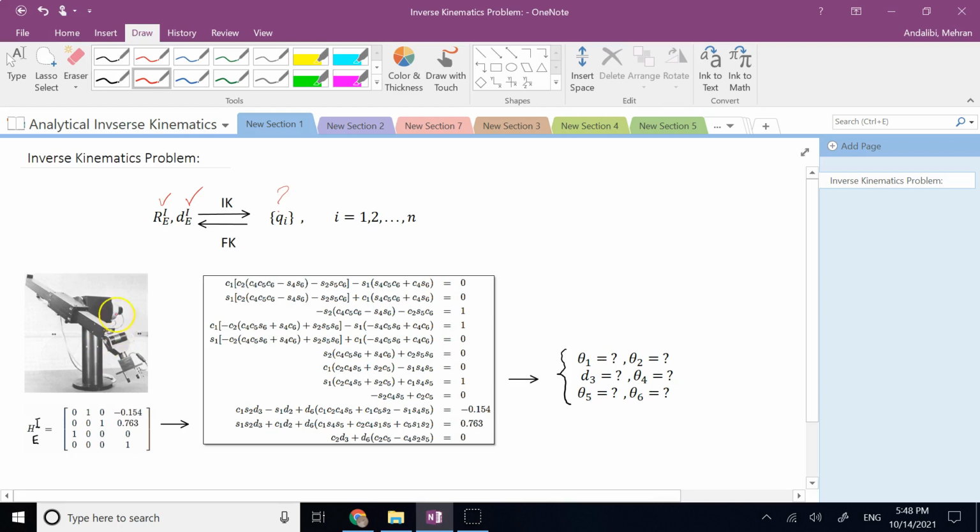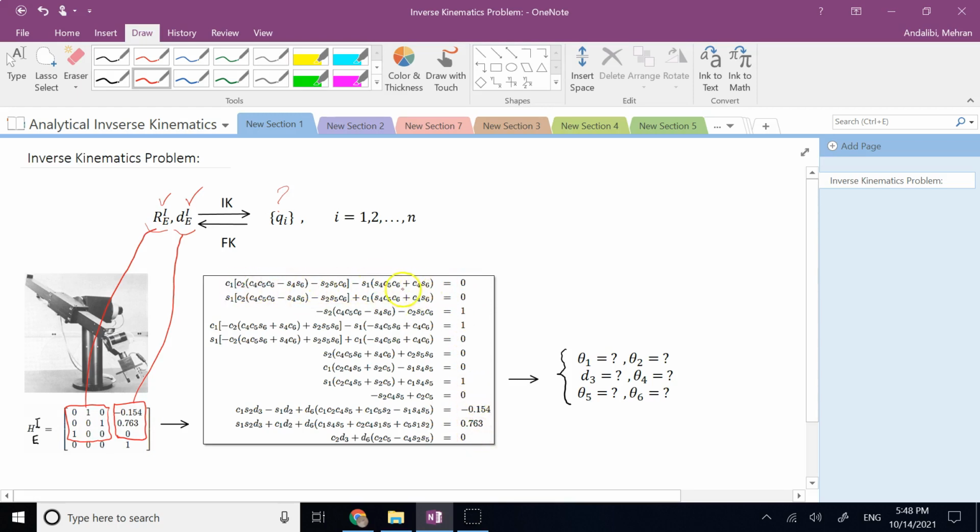Let's just consider the example of the Stanford robot, right? Which, as you can see, has 6 degrees of freedom. And if I give you this homogeneous transformation matrix of E in I as this 4x4 matrix, where this 3x3 minor is the rotation matrix, and this 3x1 vector here is the position of the end effector in base. Since these 12 components in H, in general, are functions of the joint variables from 1 to 6, then these are the 12 equations that you will get, right?